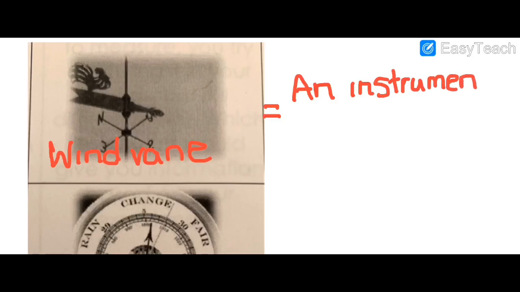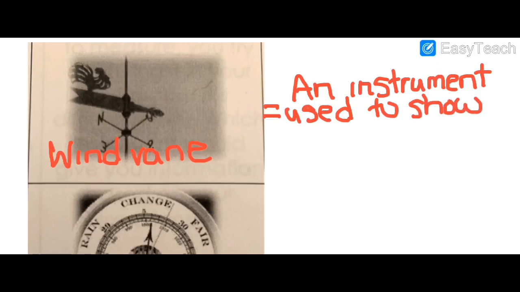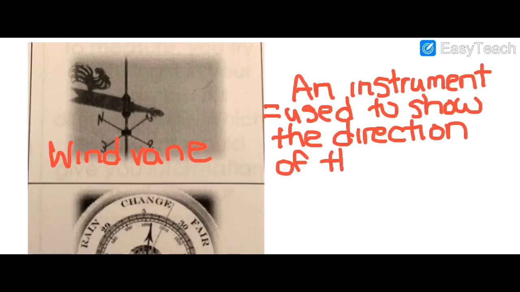now for your paper, guys, since you don't have the pictures, you can try to sketch what it looks like if you'd like, or you can just do the name and then write its definition. But if you don't think you'll remember what it looks like, it might be smart to make a little sketch. An instrument used to show the direction of the wind.